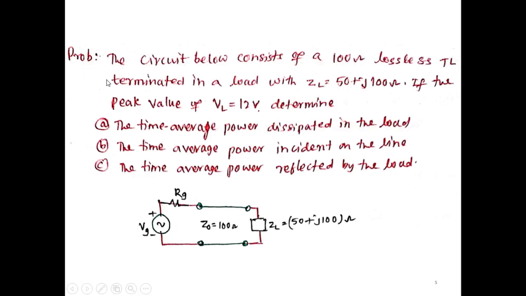The next problem, the circuit below consists of a 100 ohm lossless transmission line terminated in a load with ZL is equal to 50 plus J100 ohm. If the peak value or maximum value of VL is equal to 12 volt, determine A, the time average power dissipated in the load, B, the time average power incident on the line, C, the time average power reflected by the load. Here it is given Z0 is equal to 100 ohm and Rg is the source resistance and Vg is the source voltage.